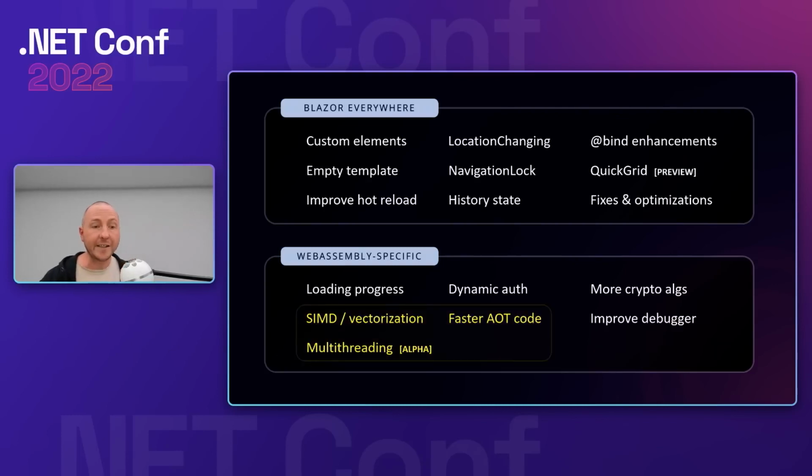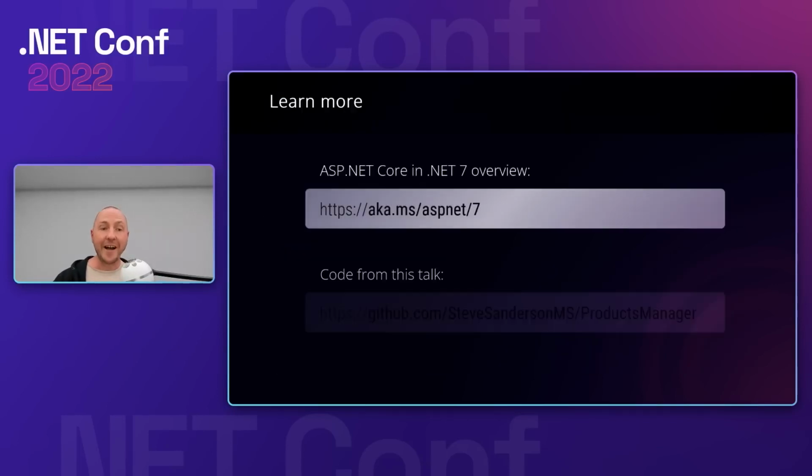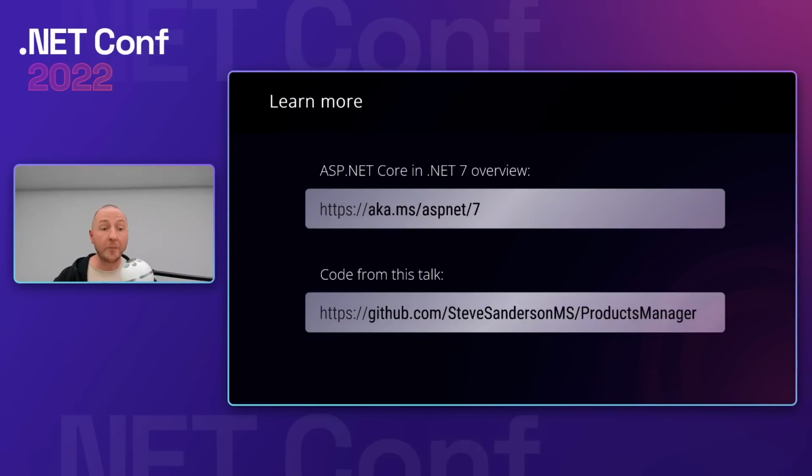Okay, so that is all we've got time for in this session. If you want to learn some more, you can go to the URLs that you see on your screen right now for an overview of all the ASP.NET Core features, including Blazor ones. And if you want this Products Manager sample that I've shown you just now, then you can go to the URL there and get that and try that out yourself.